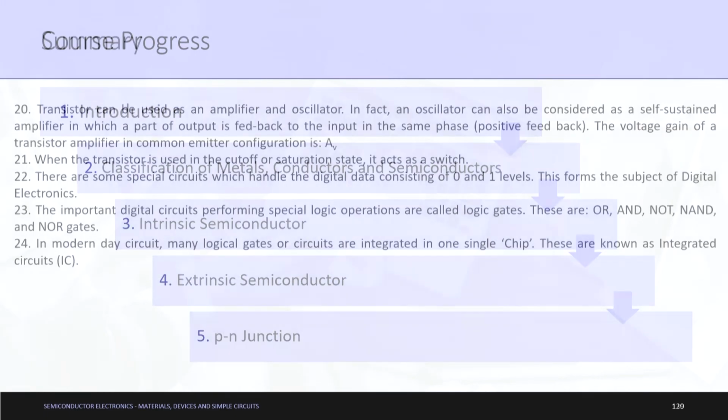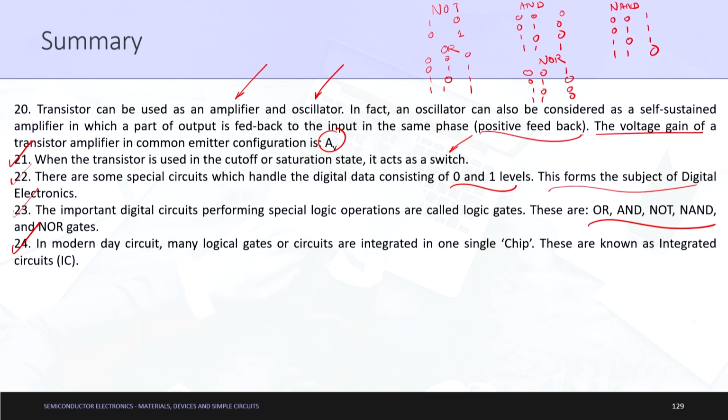That was a complete summary, the complete ending of the lecture series on semiconductor electronics, materials, devices and simple circuits. Every concept has been looked upon. I think as far as NCERT is concerned, I have explained everything. I tried to use some pictures also. I tried to explain everything. Just keep on revising all these concepts.